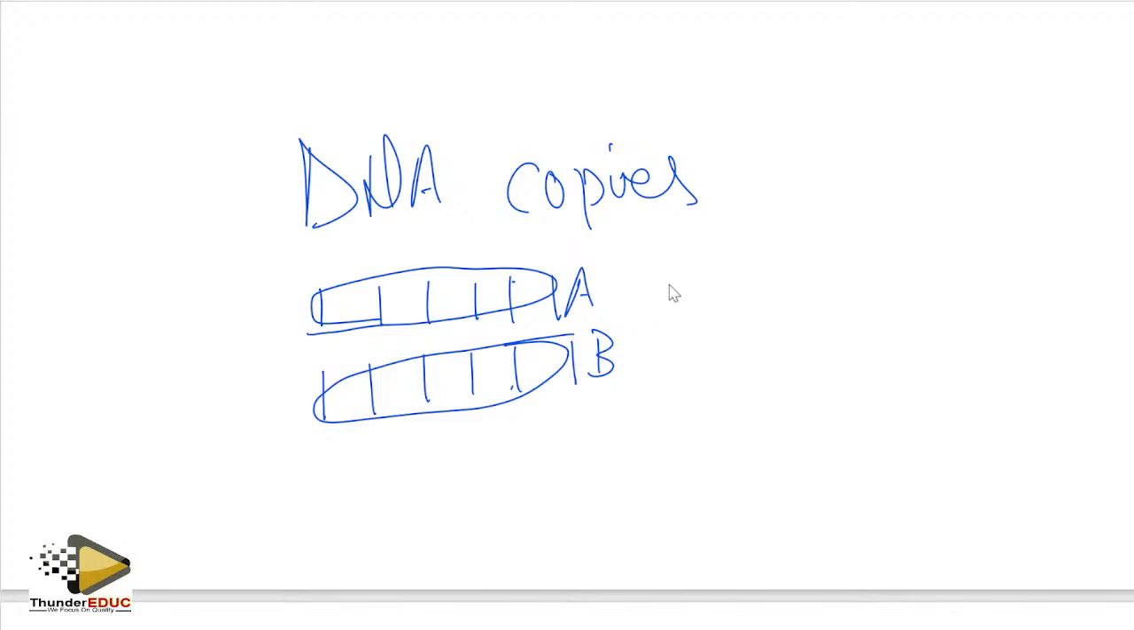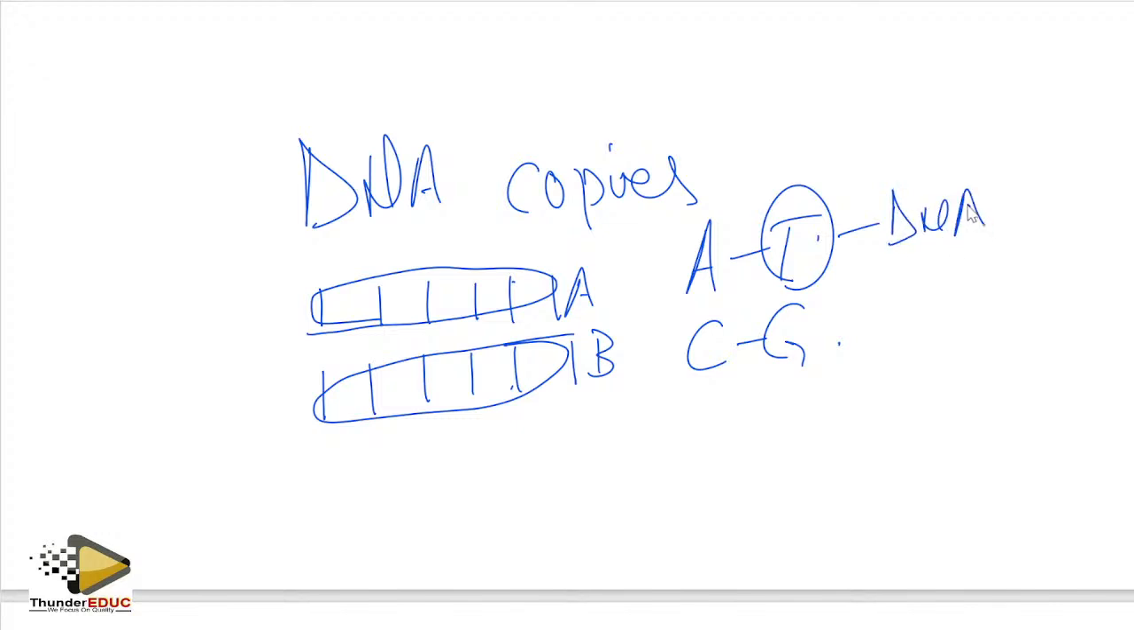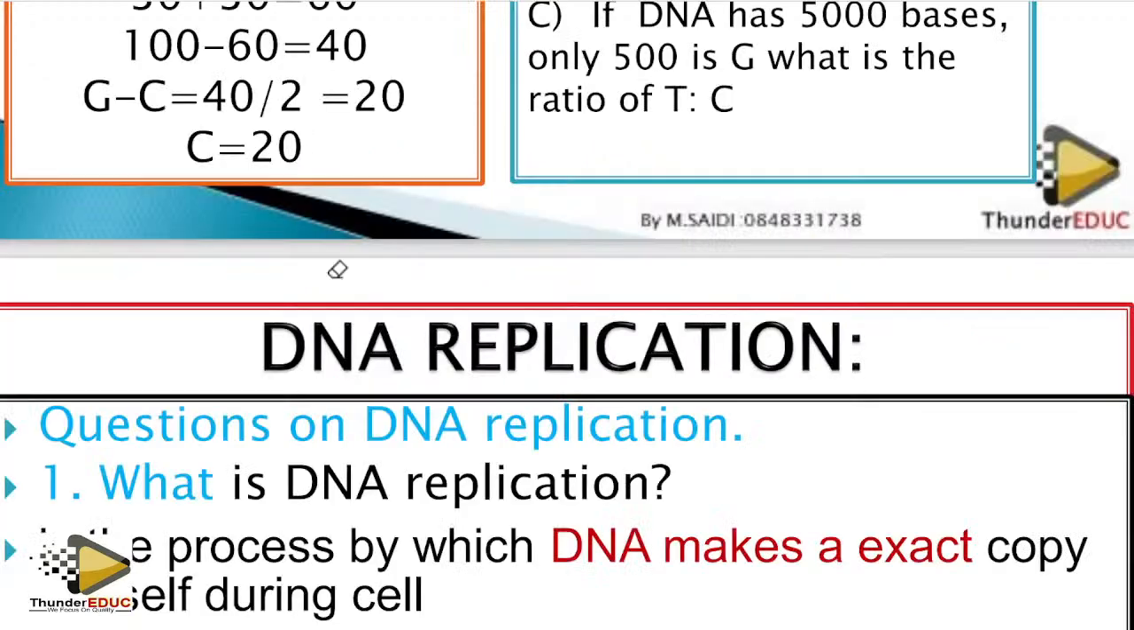How does it become the same? We saw that we use the bases, whereby A goes with T, and C goes with G. And we saw that if you find T, then automatically that is DNA, while if you find U, that is RNA. So we're not going to talk about this. Let's go to the examination booklet, and then we see exactly what is going to happen.